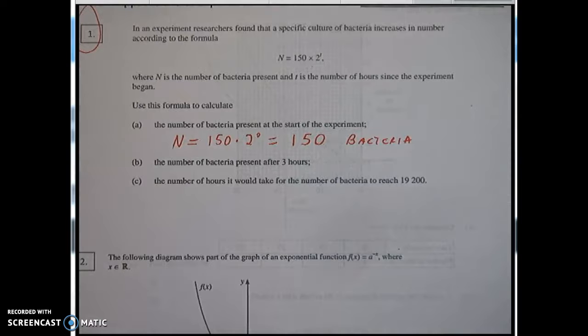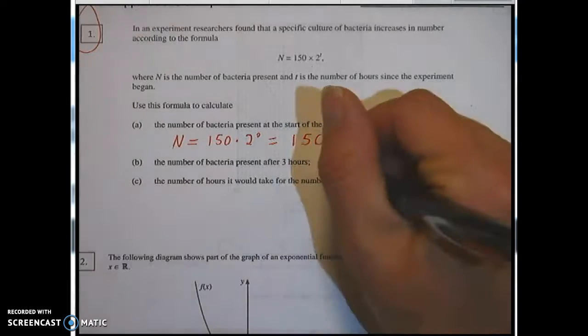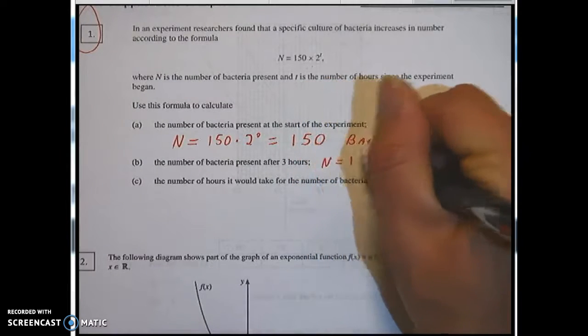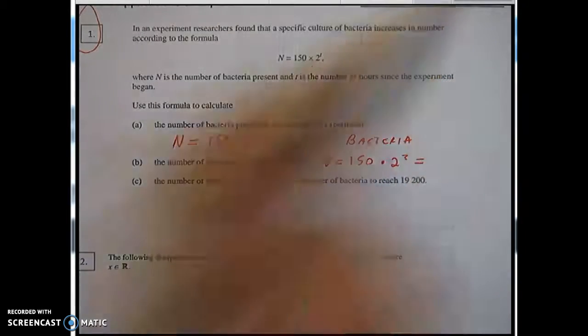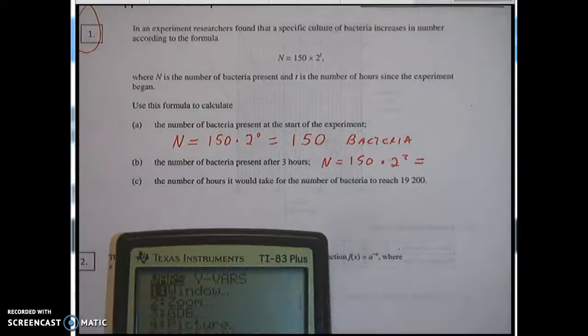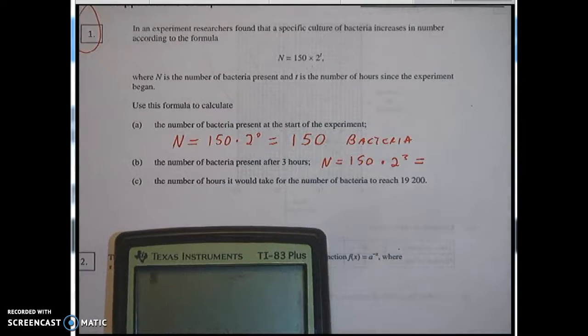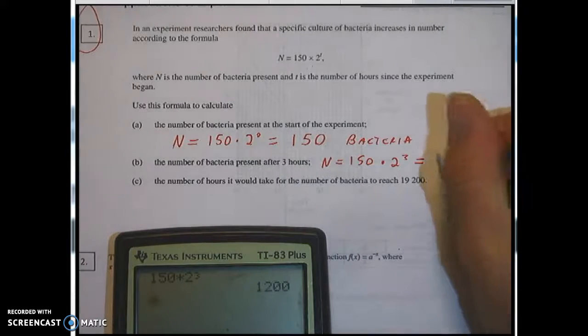The number of bacteria present after 3 hours, that's going to be n equals 150 times 2 to the 3rd power. And that looks like a good spot to use the calculator. So 150 times 2 to the 3rd power, that's going to be 1,200 bacteria.